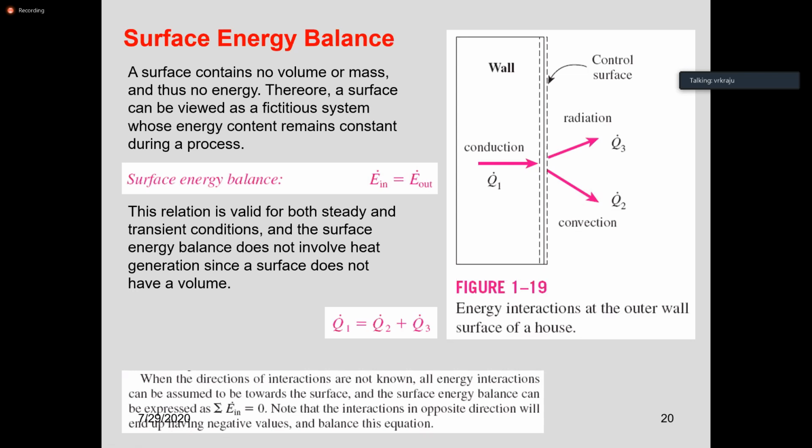So surface energy balance is E in equal to E out. This relation is valid for both steady as well as transient condition. In transient condition, what happens? This Q1 dot will change with time, then Q3 dot and Q2 dot will change with time. But at all times, Q1 dot is equal to Q2 dot plus Q3 dot.